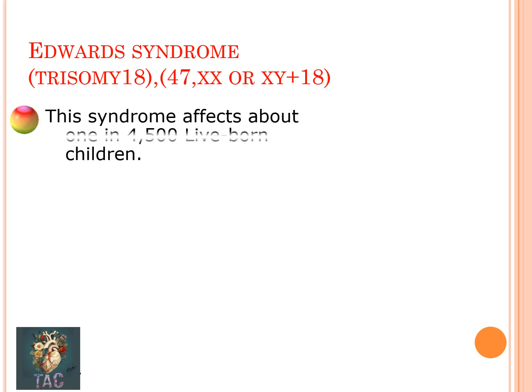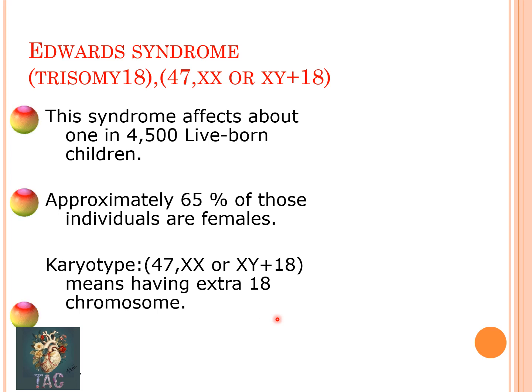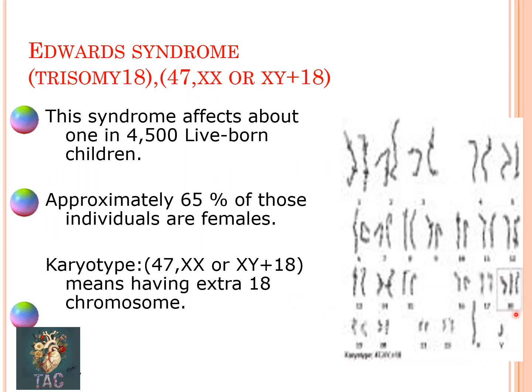Next is Edward syndrome. Edward syndrome is trisomy 18, that is 47XX, which may be female, or XY plus 18 for male, with another copy of chromosome 18. In this pattern, you can see an extra copy of chromosome number 18 present over here. The syndrome usually affects about 1 in 4,500 live born children.